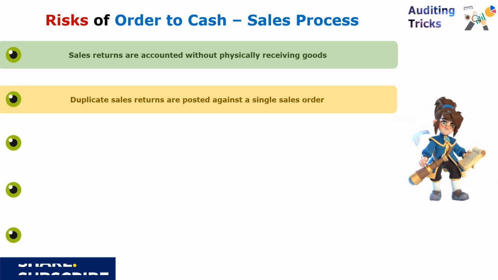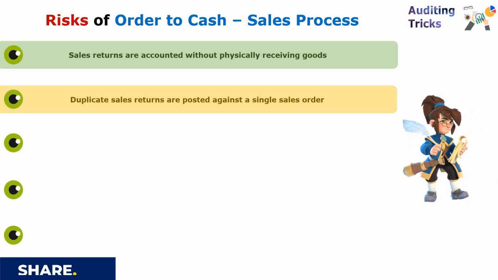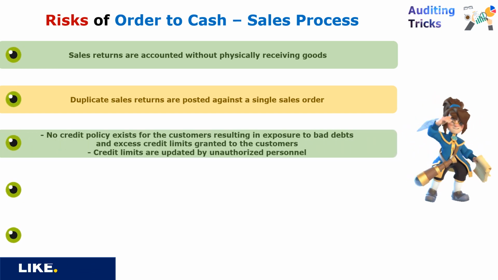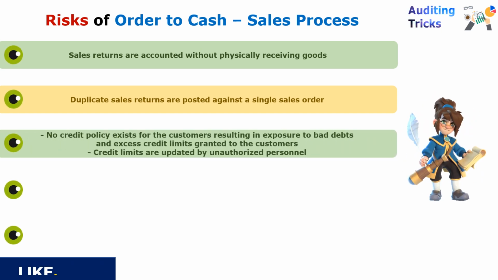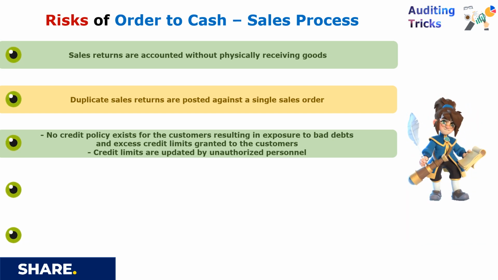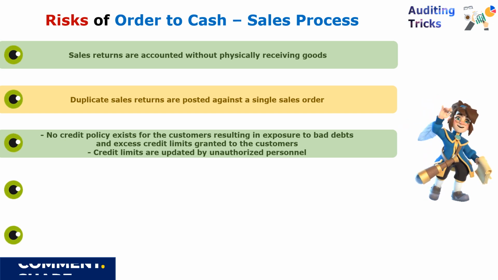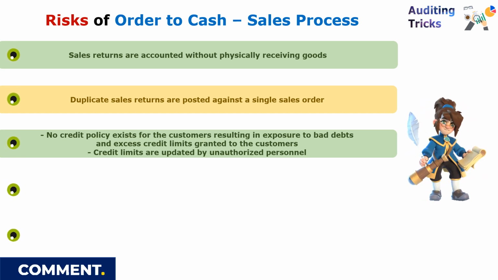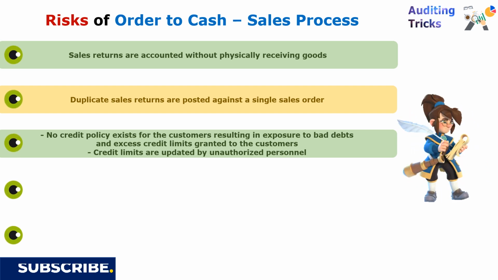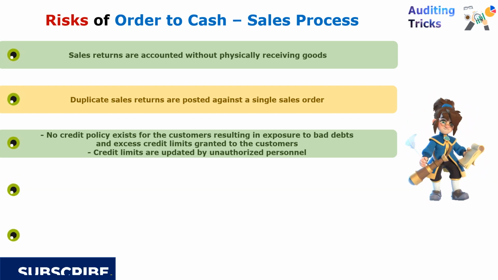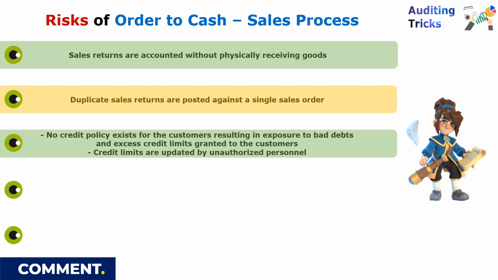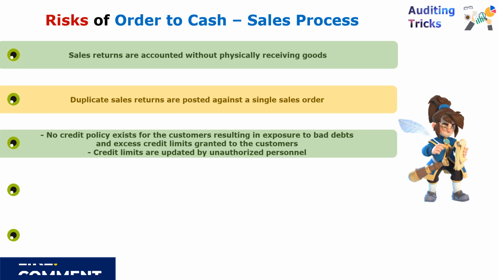The next category of risk we will discuss is credit control management. In this we have that no credit policy exists for the customers, which could result in exposure to bad debts and excess credit limits granted to the customer. Here we need to ensure that the credit limits were verified and given after required approvals only. It is also not a fraud risk but rated as a medium risk.